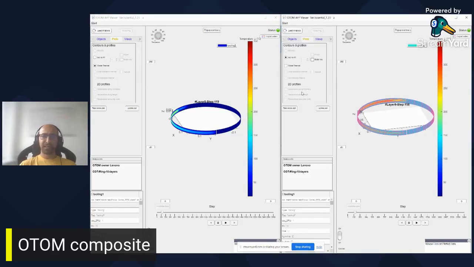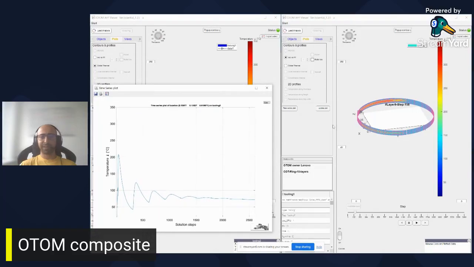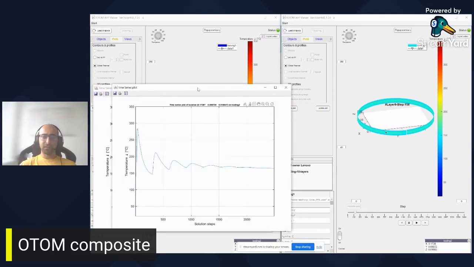We go back again to the plot. We select one point somewhere in the middle here, and click on the time series plot. Here we go, we have it. And for the right side, we do the same. We click one point somewhere here in the middle, and we click OK, time series plot.